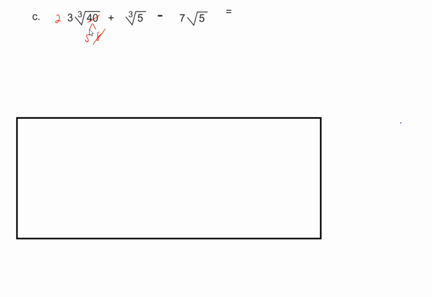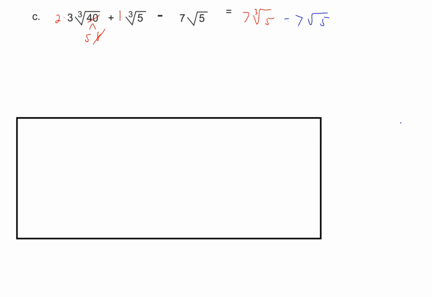6 of them plus 1 of them gives me 7 of the cube roots of 5, but I cannot add a square root with a cube root, right? So 7 times the cube root of 5 minus 7 times the square root of 5. How many got that correct? All right. Again, tricky, but I'm trying to expose you to things you got to be careful of, right? You got to beware of the index.